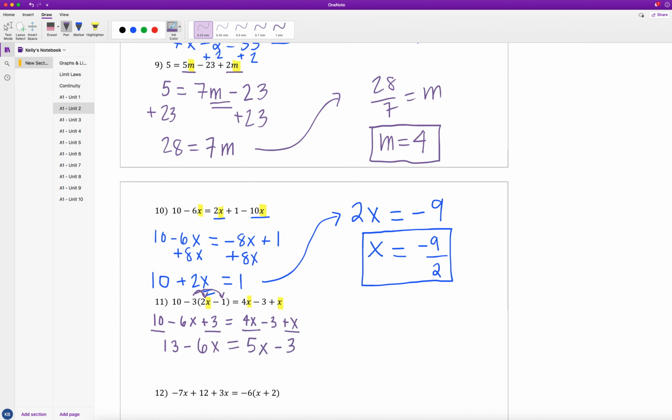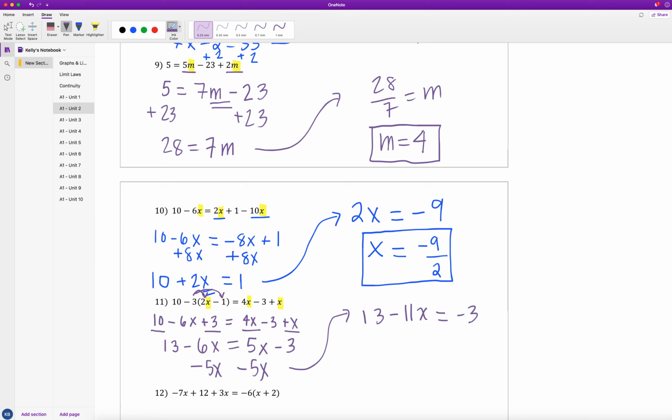Now that I have combined like terms on each side, I can go ahead and move all the variables to, let's say, the left side, and then I'll move all my coefficients or my constants to the right side. To do that, I will subtract 5x from both sides, which will give me 13 minus 11x, since I have negative 6x minus 5x, equals negative 3.